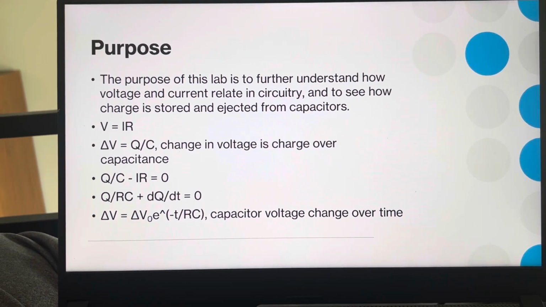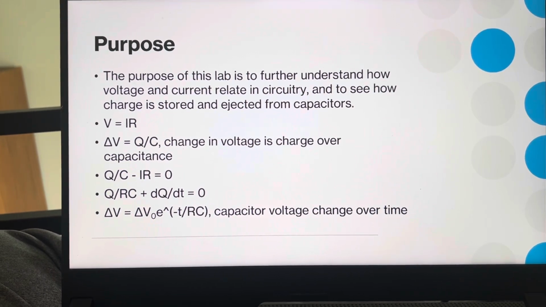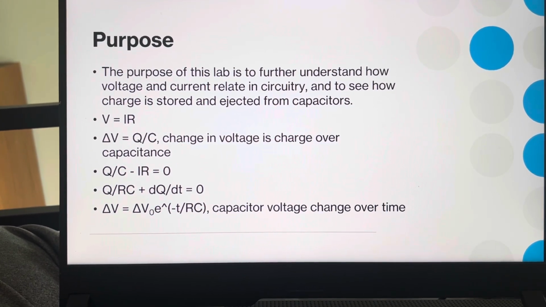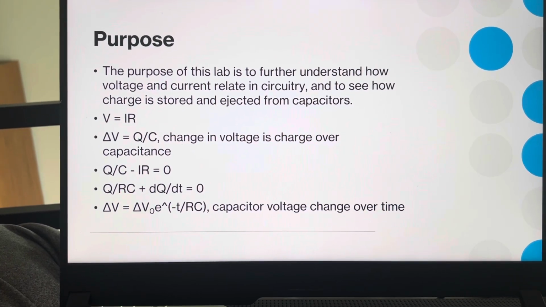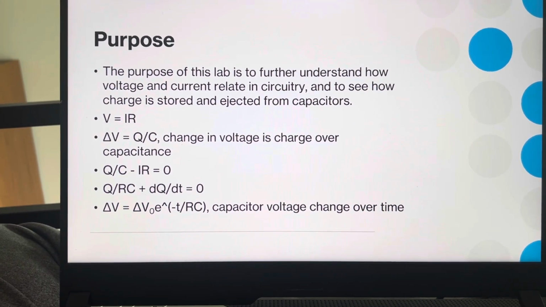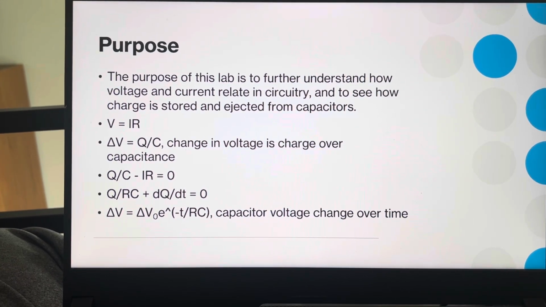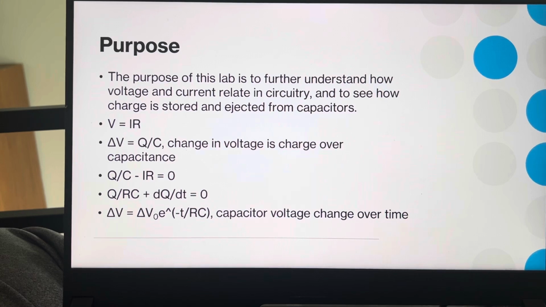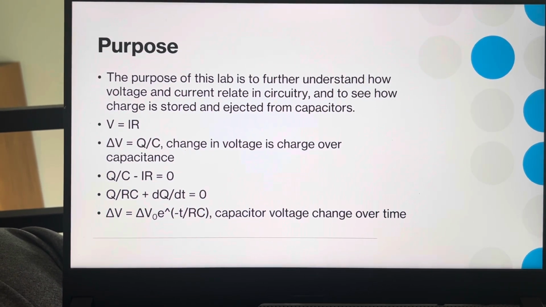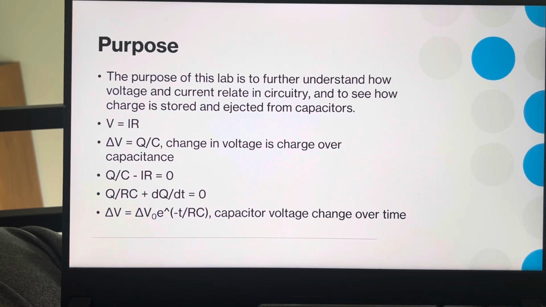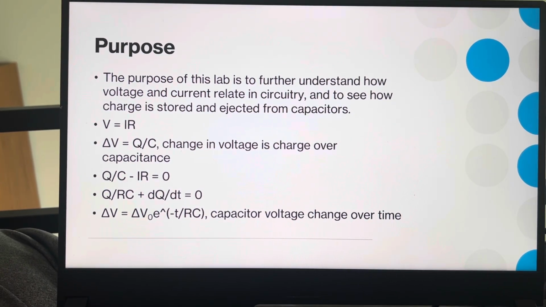Some helpful equations are V equals IR, that the change in V is equal to Q over C, that Q over C minus IR equals 0, that Q over RC plus dQ over dt is also equal to 0, and that delta V is equal to delta V naught times e to the power of negative t over RC.